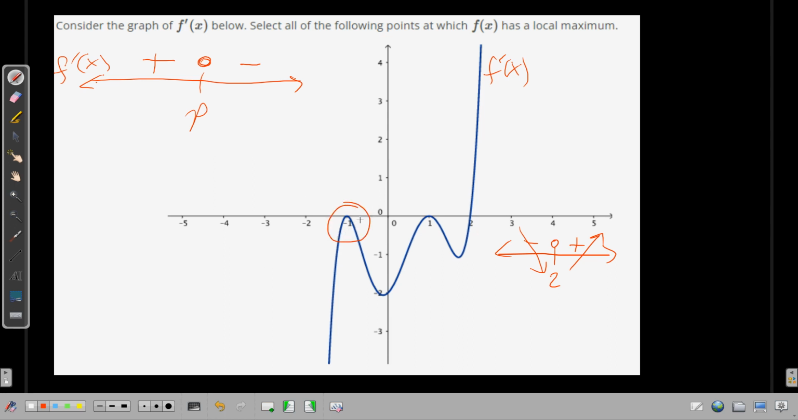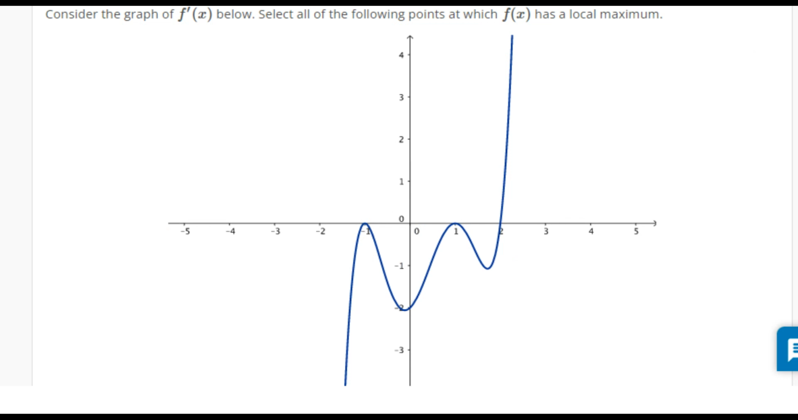Okay, and like right here at -1, it's negative on both sides, but it's 0 right there. So that means that f goes down. It goes flat briefly, just enough to make a horizontal tangent, and then keeps going down some more. So for this graph of f prime, the function f has no local maximum.